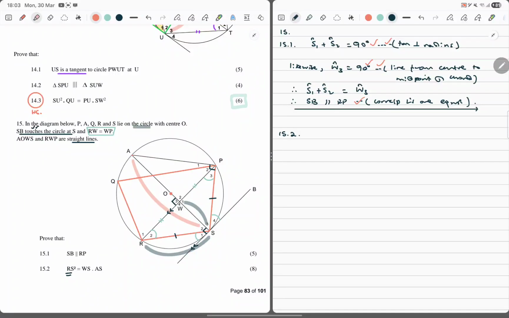Okay, right, so what I'm looking at here is, I mean, this is 8 marks. So for 8 marks, it looks like I need to prove similarity. Okay, I need to prove similarity.